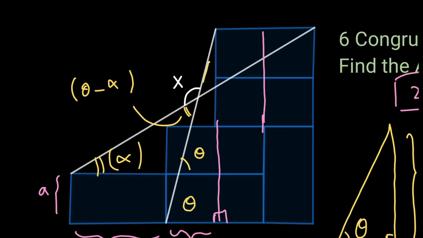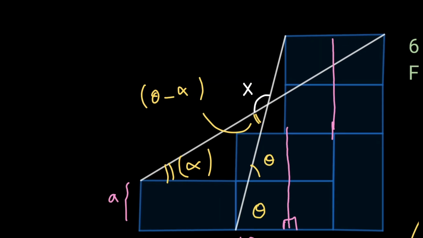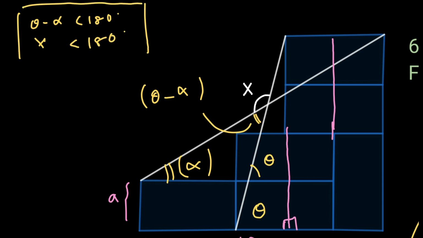Now look carefully, this particular line is a straight line, and therefore the addition of this angle and this angle would simply be equal to 180 degrees. And this makes one more thing, and that is theta minus alpha is smaller than 180 degrees, and also the angle x is smaller than 180 degrees. This thing is very important and we are going to utilize this thing at the end. Just keep this thing in mind that yes, x has to be smaller than 180 degrees because it is lying on a straight line.